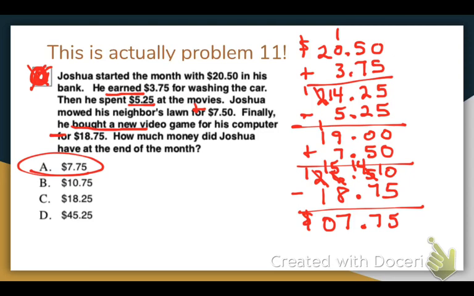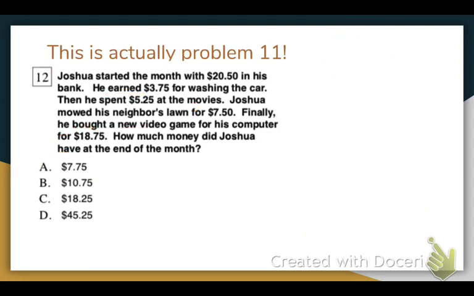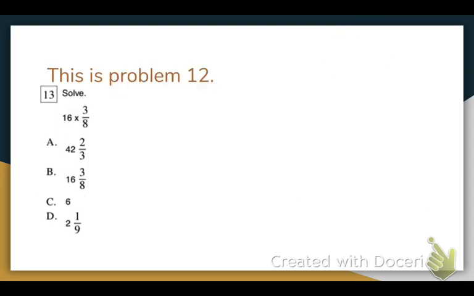Alright, don't forget, fill in your data sheet. Check your work. Where did you go wrong if you missed it? If you didn't, good job. Alright, next problem. The rest of these are actually going to all be numbered wrong, just so you know. But I have the correct number at the top here.